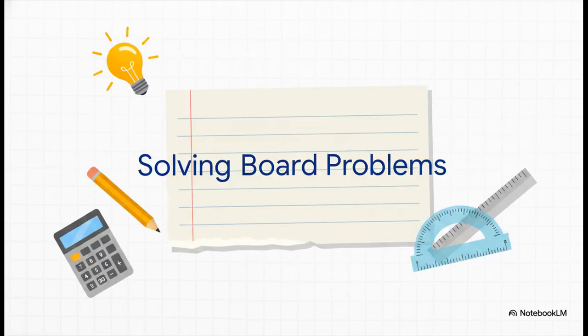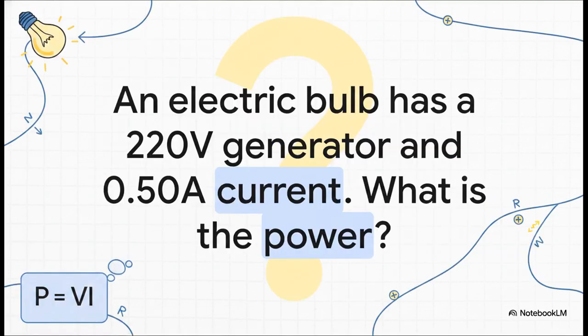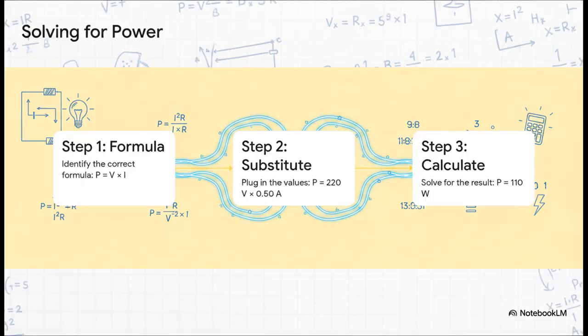Okay, theory's done. Now for the most important part, using this stuff to solve board problems. Here's a classic problem. They give you voltage and current. So how do you calculate the power? It's a simple three-step process. Pick your formula, plug in the numbers, and then just calculate.